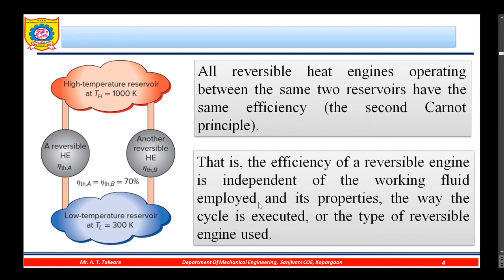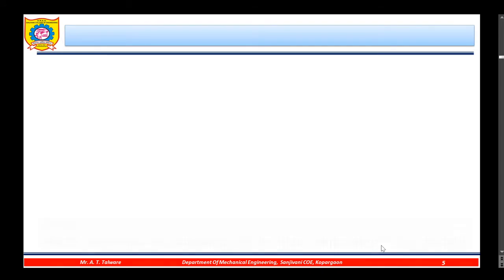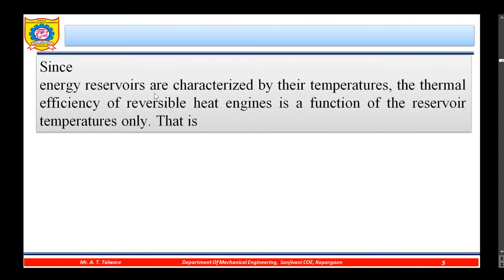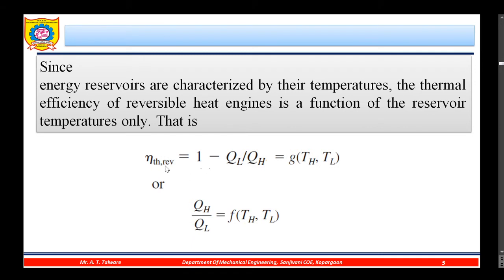That is, the efficiency of a reversible engine is independent of the working fluid employed and its properties, the way the cycle is executed, or the type of reversible engine used. Since energy reservoirs are characterized by their temperatures, the thermal efficiency of reversible heat engines is a function of the reservoir temperatures only. That is, the thermal efficiency of a reversible engine, 1 minus QL upon QH, is a function of TH and TL, or we may write QH by QL is a function of TH and TL.